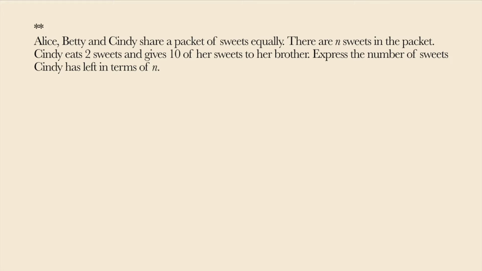ABC share a packet of sweets equally. Well, that's important. There are n sweets in each packet. Cindy eats 2 and gives 10 to her brother. So that's subtraction, subtraction. Find the number of sweets Cindy has left.